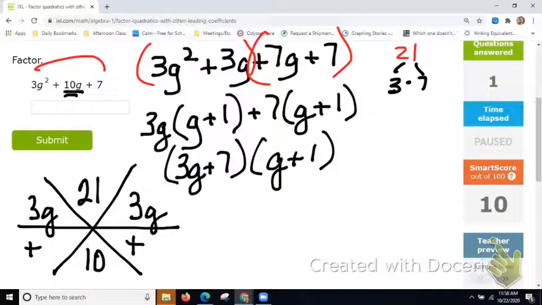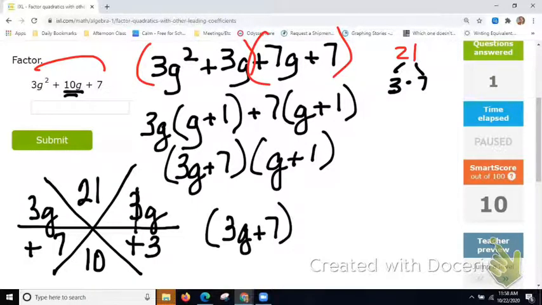Might seem a little more obvious now because we just did this problem, right? 7 and 3. Doesn't matter really which order you put it in. And then from there, top to bottom, those are our factors. 3g plus 7. And then these 3's cancel to become 1's. So then g plus 1. So same answer, 2 different ways to get there.